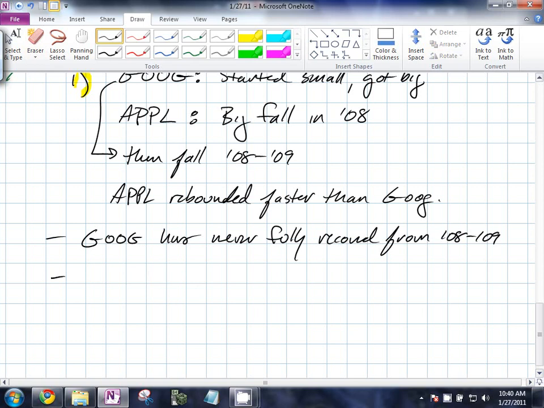Okay, I'll be more specific. When you say there was a big drop or a big fall, what do you need to be careful of looking at if you're looking at one company? If you're trying to compare two companies, what? Percentage fall. Percentage increase and decrease.